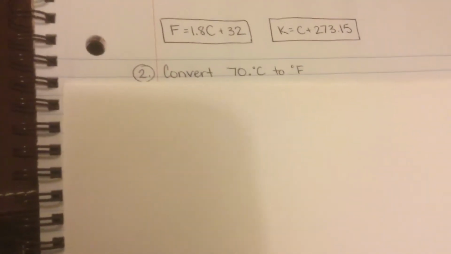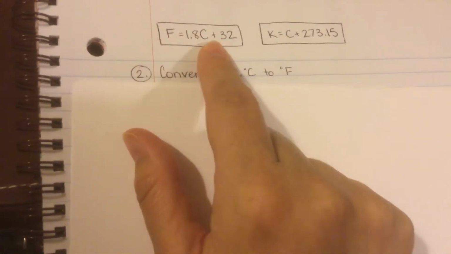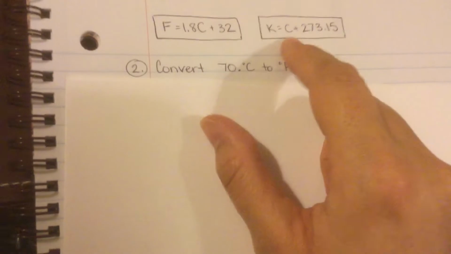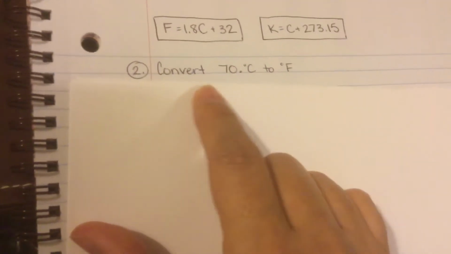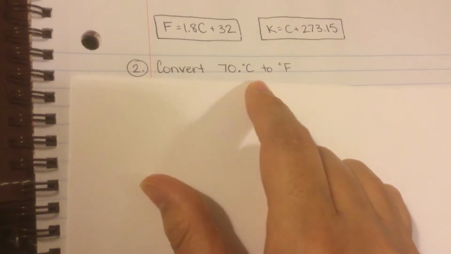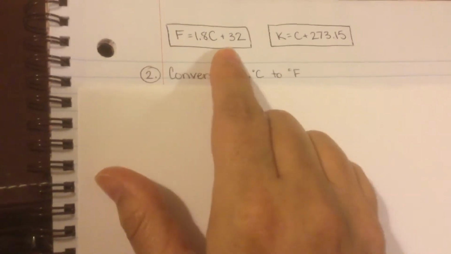Okay, so Breanna, this is number 2, and we've got our Celsius to Fahrenheit, Fahrenheit to Celsius equation, and then Celsius to Kelvin, Kelvin to Celsius equation. And it says convert 70 degrees Celsius to Fahrenheit. Okay, so we're just going to use this equation because we're going Celsius to Fahrenheit.